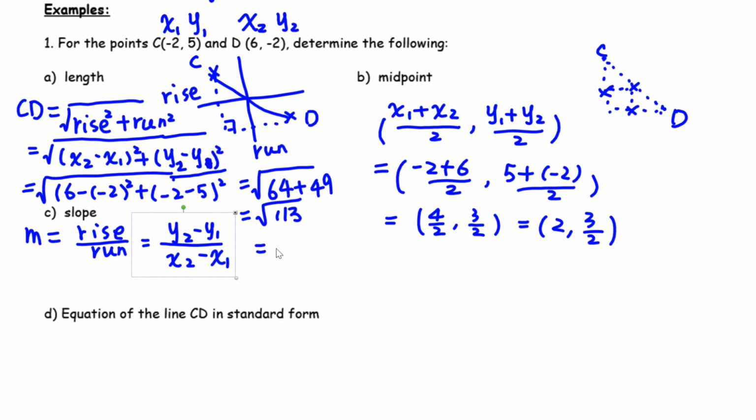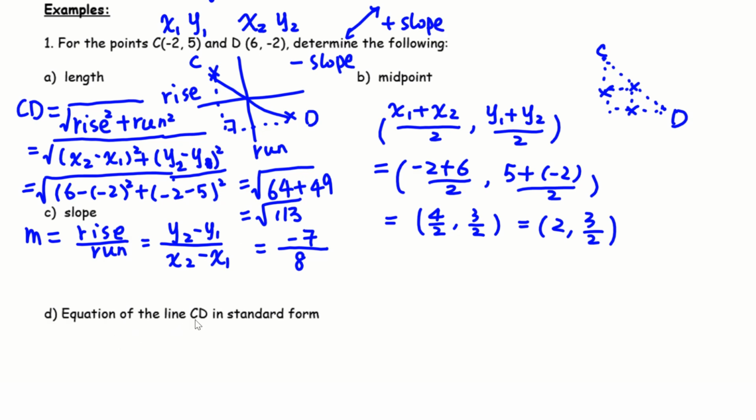So y2 minus y1, we have negative 7. And x2 minus x1, we have 8. So this is the slope. From left to right the line is going down, so the slope will be negative. And if the line from left to right is going up, then the slope is positive.